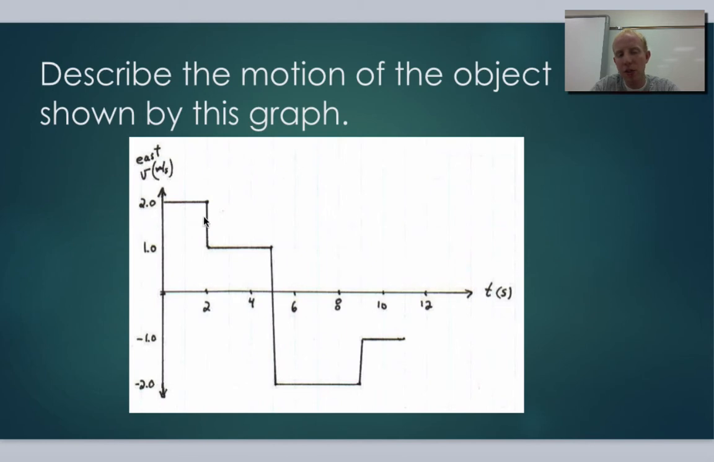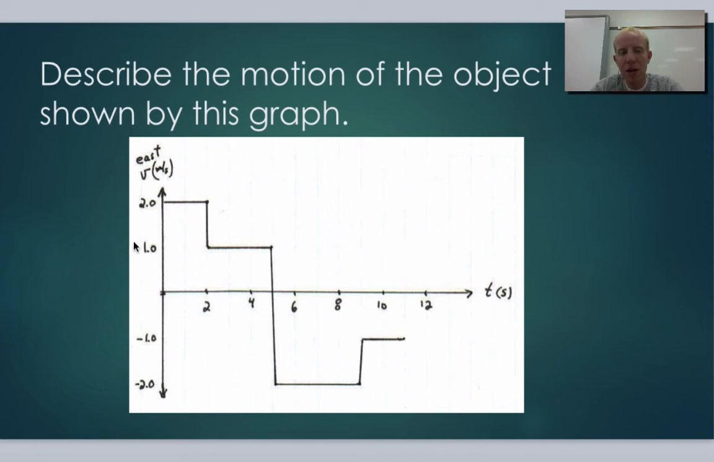Some students think that the object's just moving really fast between those points, but in reality, again, this is the velocity, not the position, so it just means it's changing its speed really fast. It was moving at 2 meters per second, now it's moving at 1 meter per second. Now it's moving backwards at 2 meters per second. Now it's moving backwards at 1 meter per second. So just because there's straight lines going down on the graph doesn't mean that it's teleporting or jumping or anything like that. It's just changing its speed very quickly, not necessarily its position, just its speed.